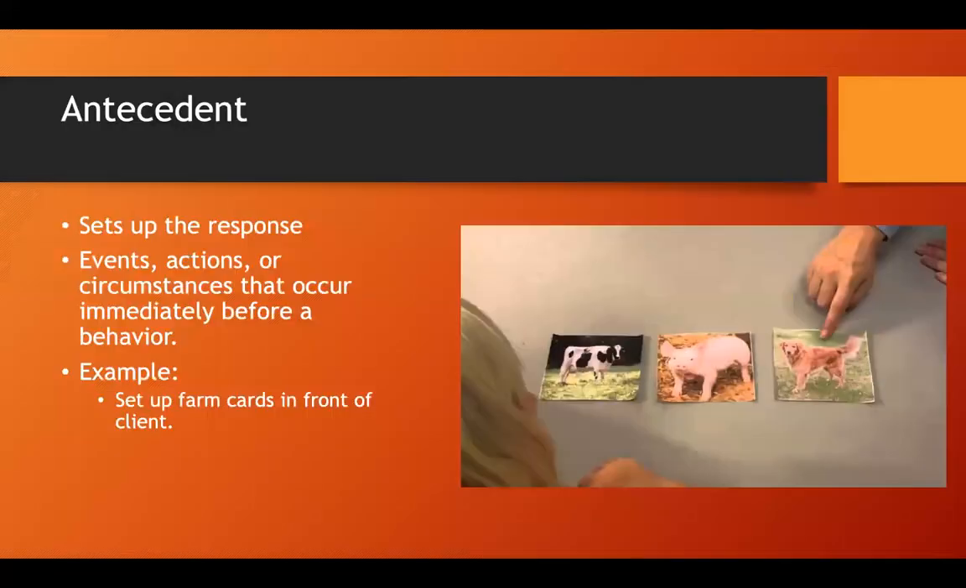So our first step is antecedents, and this stage sets up the response. They are any form of events, actions, or circumstances that occur, that we have stated earlier. So again, for this specific example, our antecedent would be the instructor setting 3 cards in front of our client and seeing how they would respond to those said cards. So it would just be the setup, nothing else.